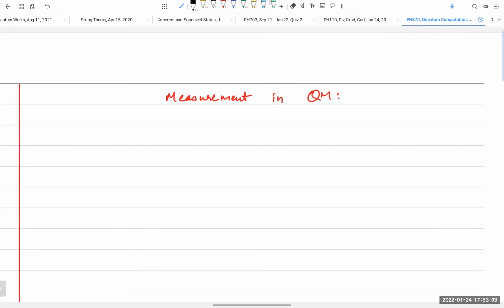Now, let's look at an example of one measurement. Okay, let's take the Bell state beta 00, and let us measure some operator. Let us measure the following operator x1 z2.